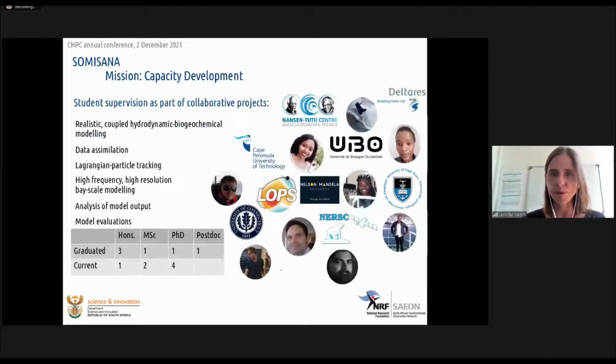And this is exactly the approach that we are trying to foster, certainly in our modeling developments, but particularly in the supervision of a number of students as part of joint projects with various institutes, both local and international, on subjects ranging from coupled biogeochemical modeling to data assimilation.